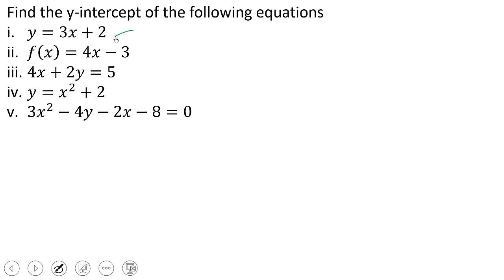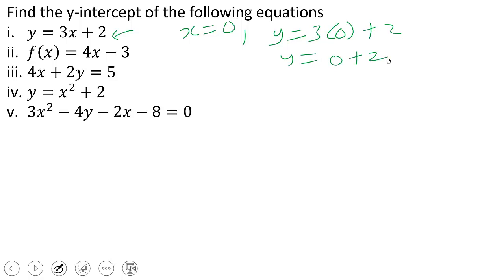For the first one here, we plug in x equals 0. y will be equal to 3 times 0 plus 2. So this gives you y equals 0 plus 2, and that will give you y equals 2. So the y-intercept is (0, 2). At the y-intercept, x equals 0, y equals 2.